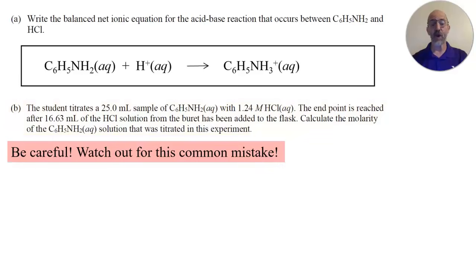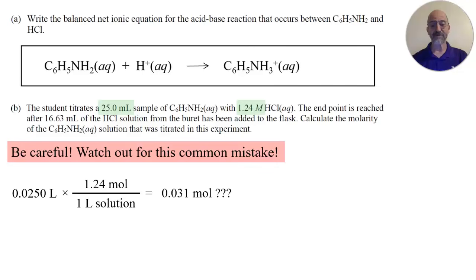Now, be careful. Watch out for this common mistake. Remember that volume times molarity is moles. So I'm going to go ahead and take a volume, 25 milliliters. I'm going to divide by 1,000. I'm going to take a molarity, which is 1.24 moles per liter, and I'm going to do volume times molarity, which, by the way, this is going to be incorrect. So watch out for this common mistake. There's my volume in liters, so 0.025 liters. There's my molarity as a conversion factor.